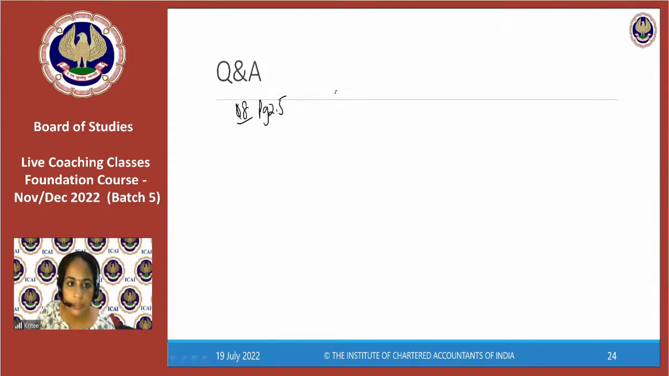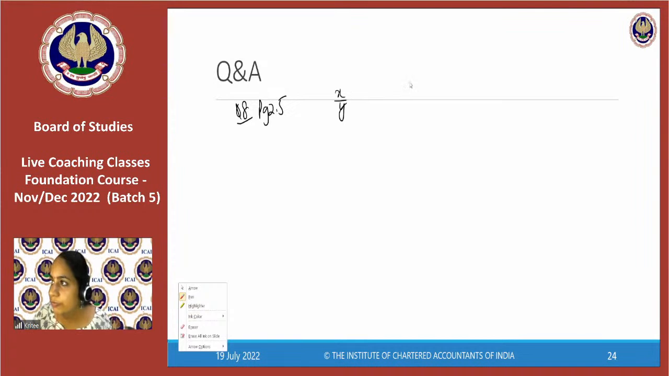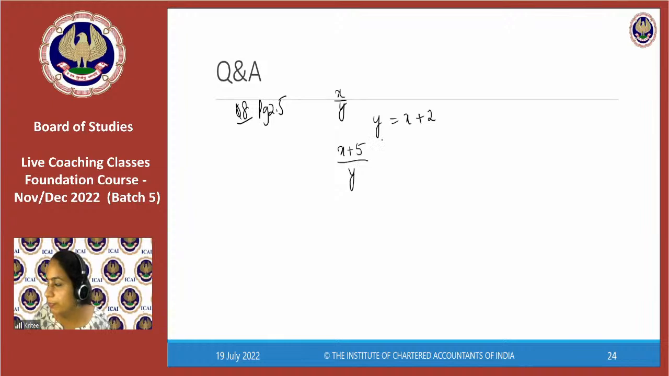Denominator of a fraction. So we don't know the fraction. Let the fraction be x by y. So the denominator of the fraction exceeds the numerator by 2. If 5 be added to the numerator and no change in the denominator, the fraction increases by unity. That is, whatever the fraction, it increases by unity. By unity means by 1. So we have one equation this and the second equation this.